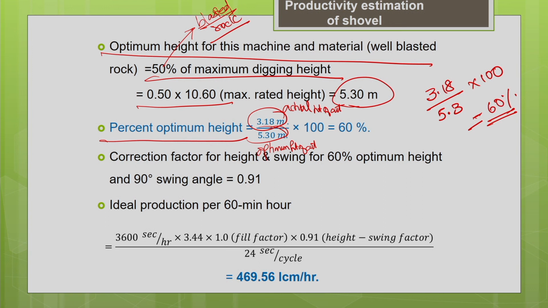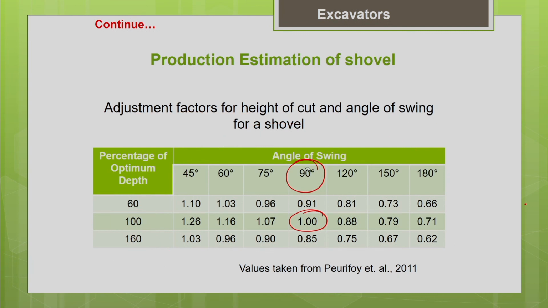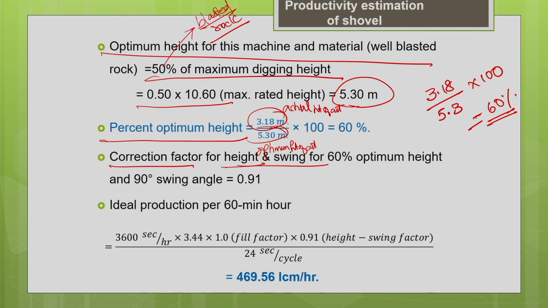So, now we have to choose a correction factor based upon the height and the swing. Swing is 90 degree. We discussed the table earlier. Now let me choose the correction factor. These values are taken from the textbook by Purify et al. For a 90-degree angle of swing and for 60 percent of optimum height, the correction factor is 0.91. So you are going to apply the correction factor as 0.91.